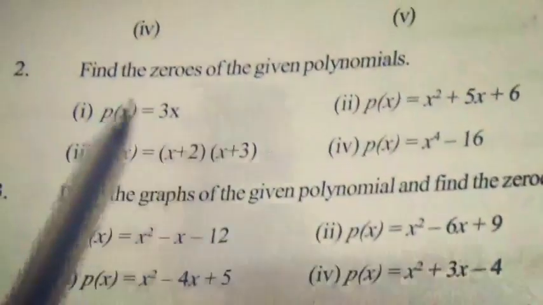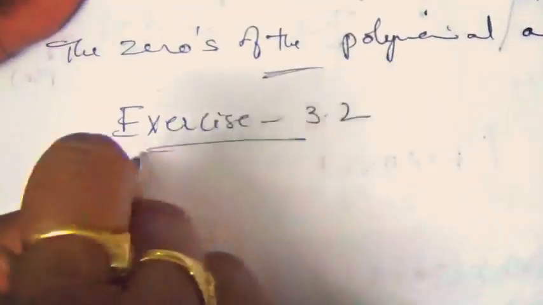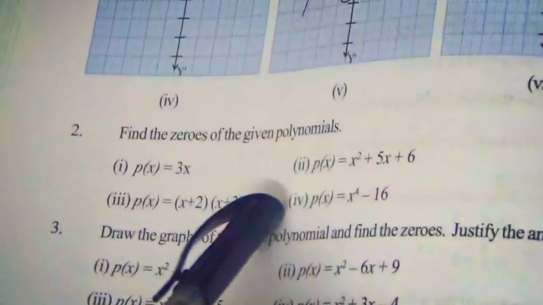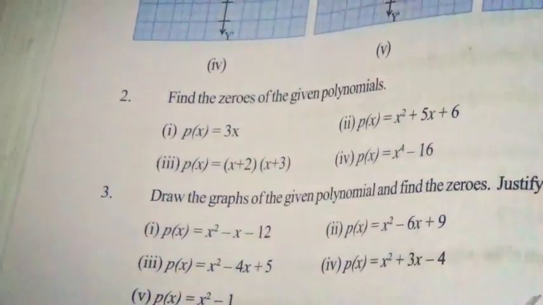Okay. The second question. So exercise 3.2, second Roman. Find the zeros of the given polynomial. Find the zeros of the given polynomial.